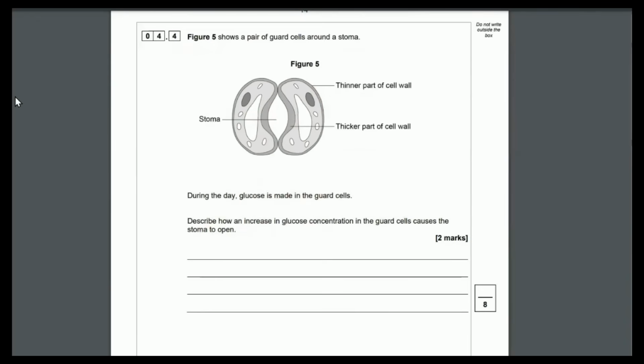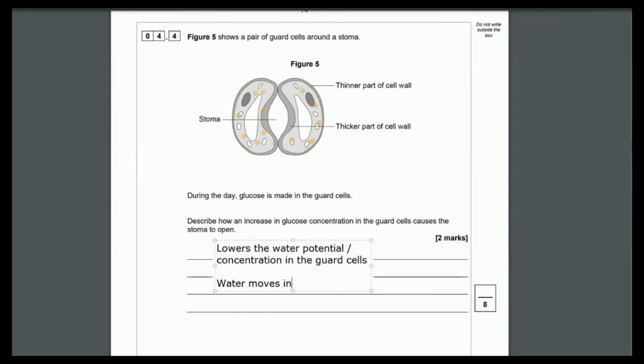4.4, figure 5 shows a pair of guard cells around a stoma. That's a singular for stomata, the hole in the middle. The thinner part of the cell wall's on the outside, and the thicker part of the cell wall's on the inside near the hole, the stoma. During the day, glucose is made in the guard cells. Those are orange circles I've made. That's the glucose. Describe how an increase in glucose concentration in the guard cells causes the stoma to open.